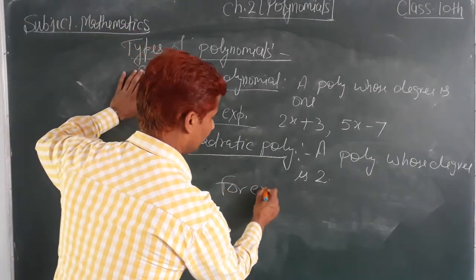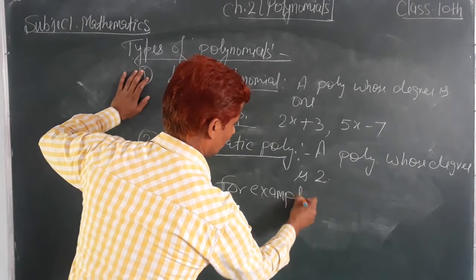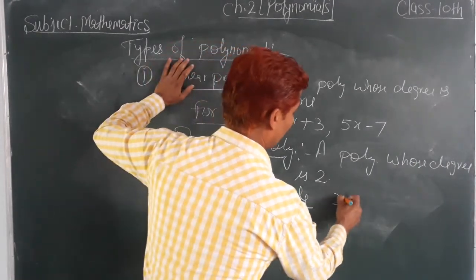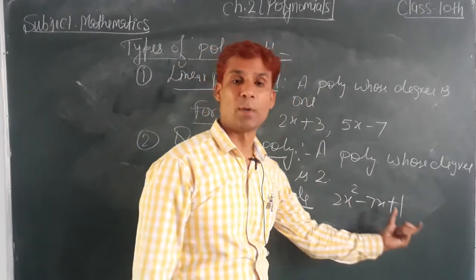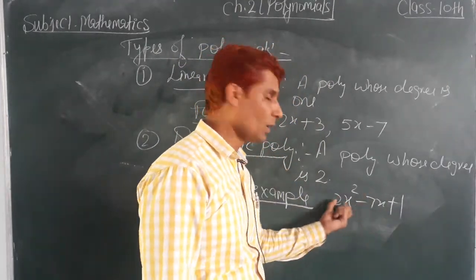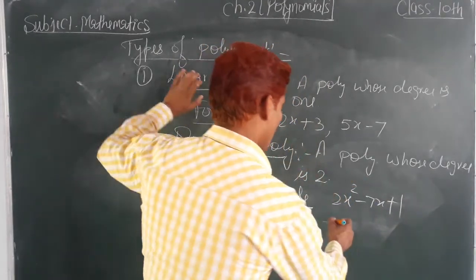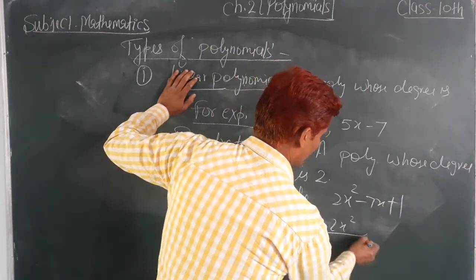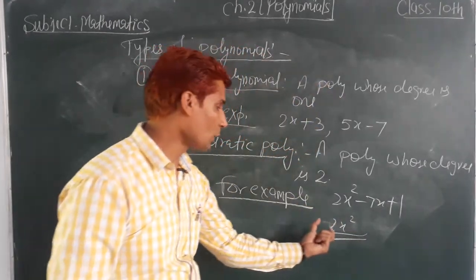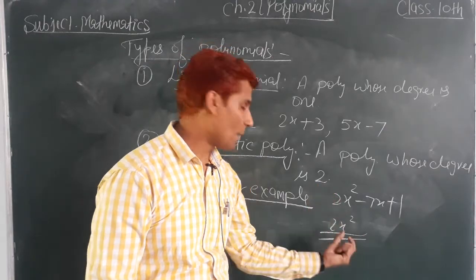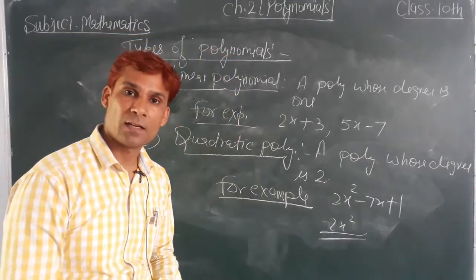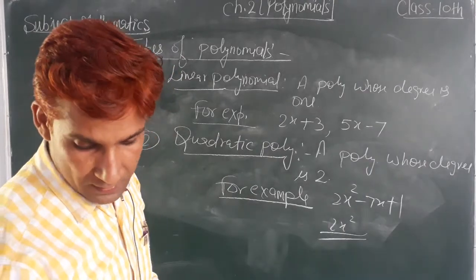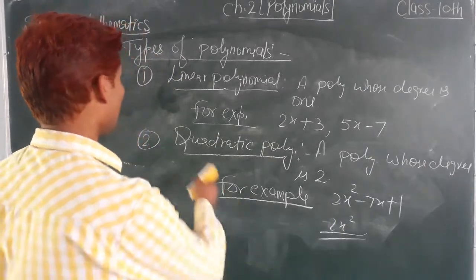For example, 2x square minus 7x plus 1 is a quadratic polynomial because the degree of the power is 2. 2x square is also a quadratic polynomial because the power of variable is 2, so this is also a quadratic polynomial. Similarly, cubic polynomial क्या होता है?